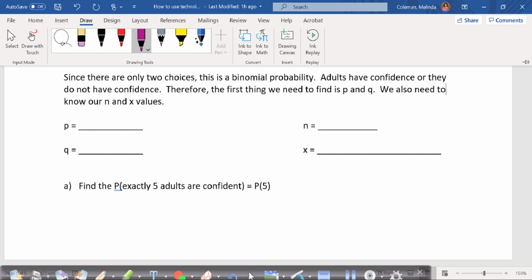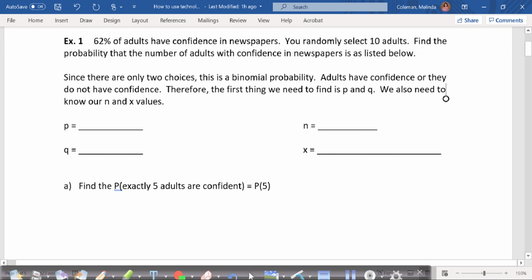So it is binomial. Since it's binomial, the two choices are they have confidence or they don't. So the first thing we need to do is to find P, Q, N, and X. P comes from the 62% that have confidence. So my P value is going to be 0.62.